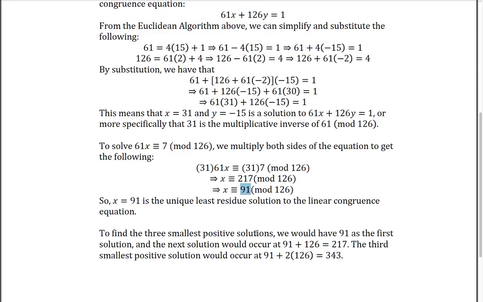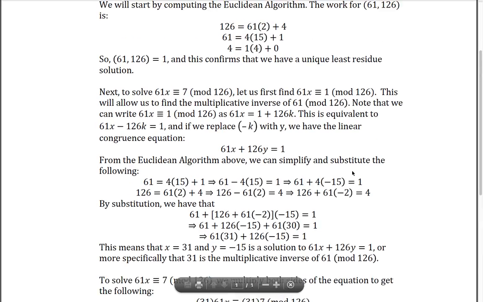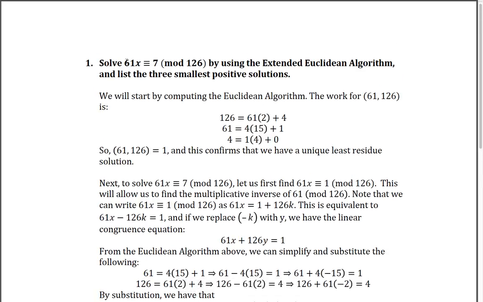To find the three smallest positive solutions, we would take 91 and add 126 to it. So 217 would be our second solution, and the third one would occur at 91 plus 2 times 126, or 343. And there are your three solutions, using the extended Euclidean algorithm to solve for the three smallest positive solutions of this equation.